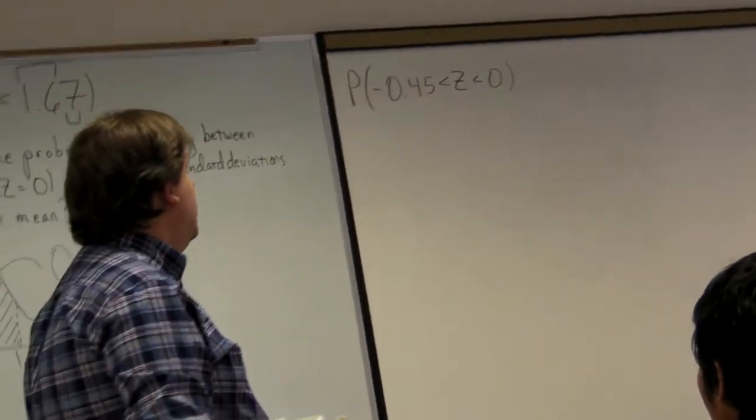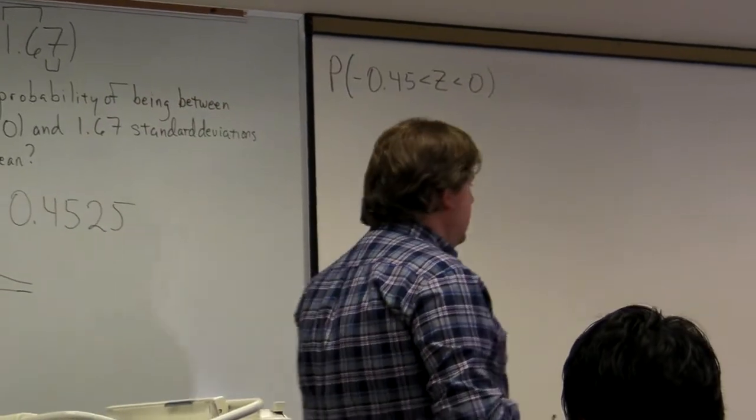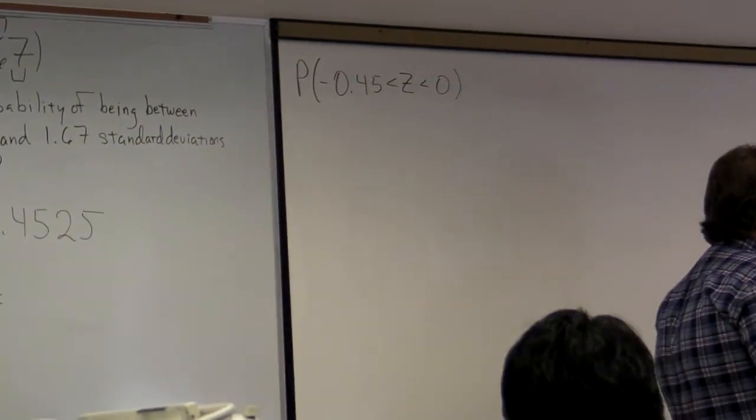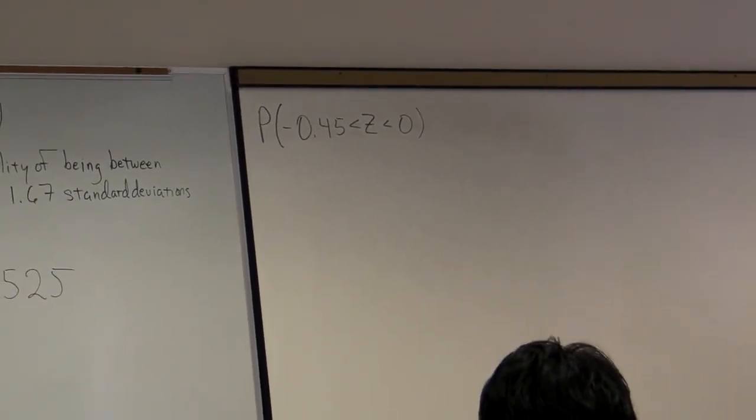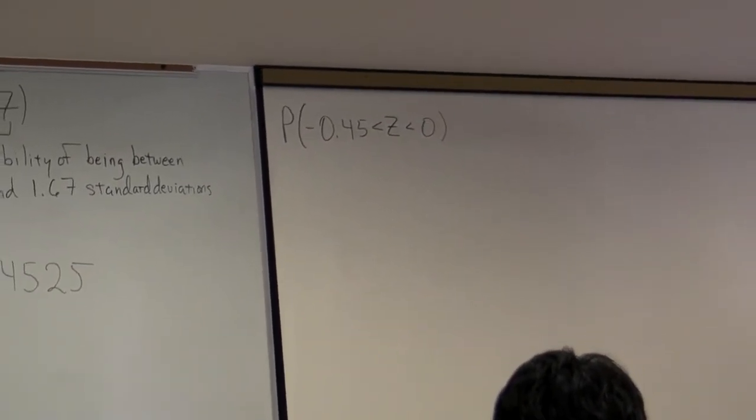So in this case, what's the probability of being between the mean itself and 0.45 standard deviations below the mean? I'll take a moment and do that one.